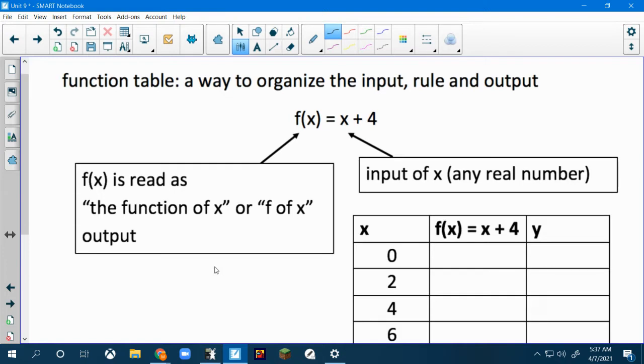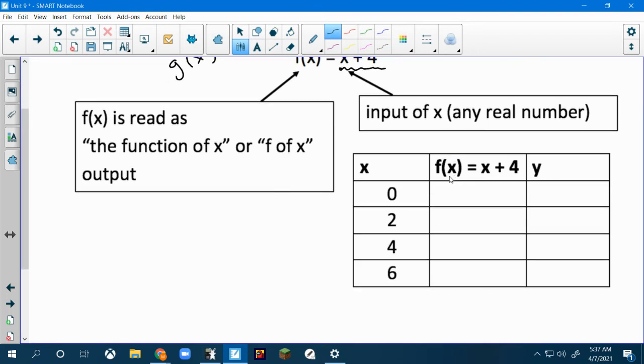Function table. This is what we are talking about. A function table is a way to organize the input, the rule, and the output. This part, f of x, that is read, the function of x, or f of x. You can also have g of x. You can have p of x. We can have any letter of x, except for y of x, we typically don't use, or x of x. But you can have a lot of them. Input of x is any real number. And this is also your rule, is what we also call the f of x.